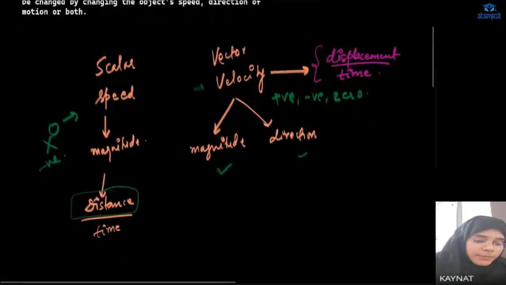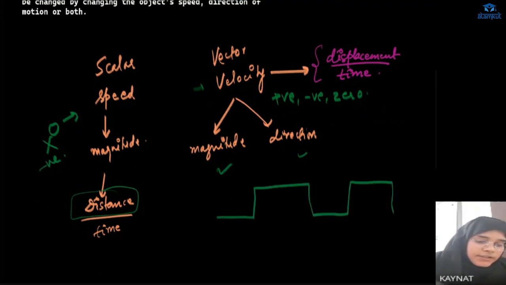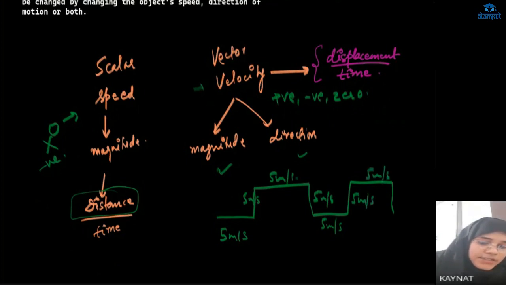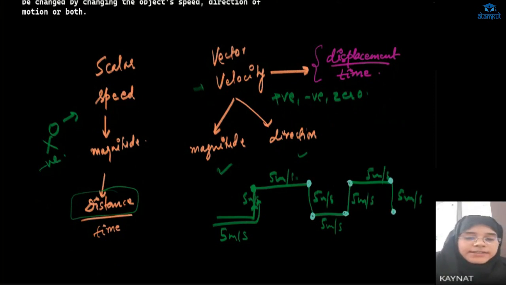Even if a body is traveling at a uniform speed, like this, with 5 meter per second, everywhere 5 meter per second, here we will say that the speed is constant, 5 meter per second every time, right? But the velocity is not constant. Why is velocity not constant? Because here the body is changing its direction from this point to this point, and at this point also it is changing its direction. At every point it is changing its direction.